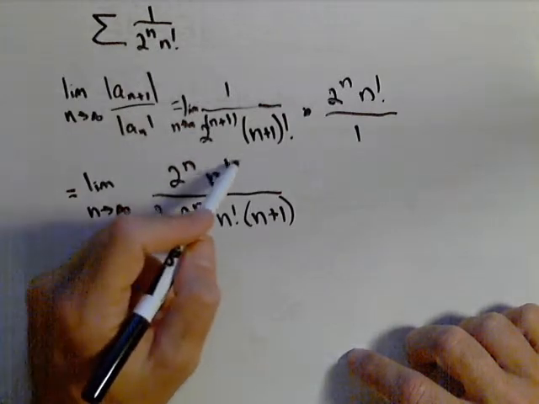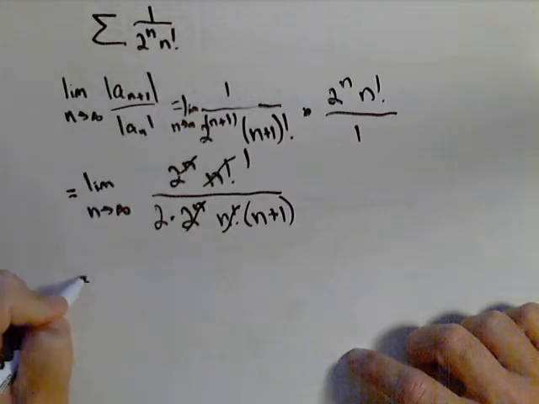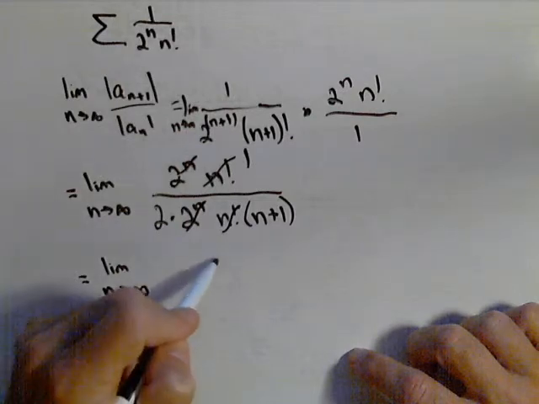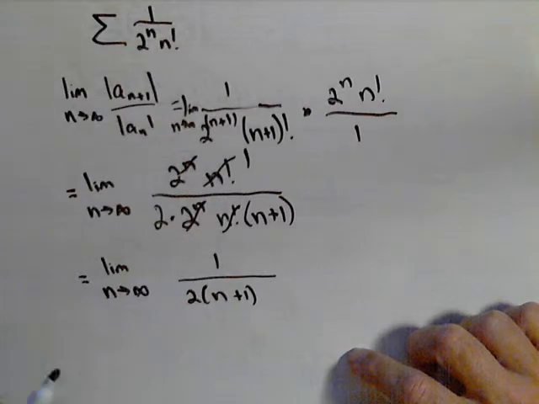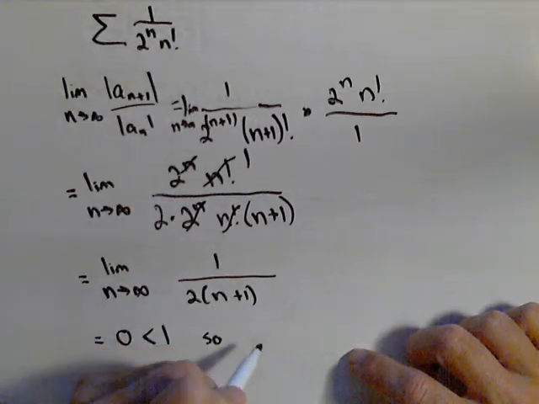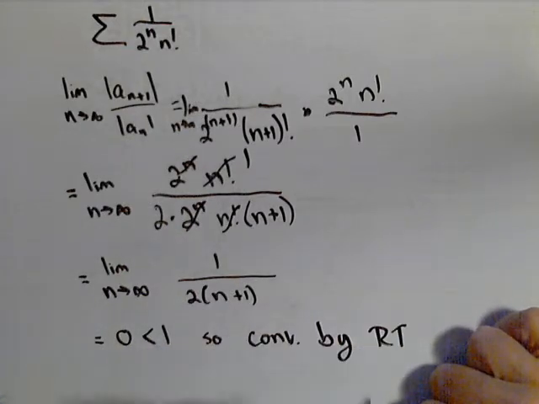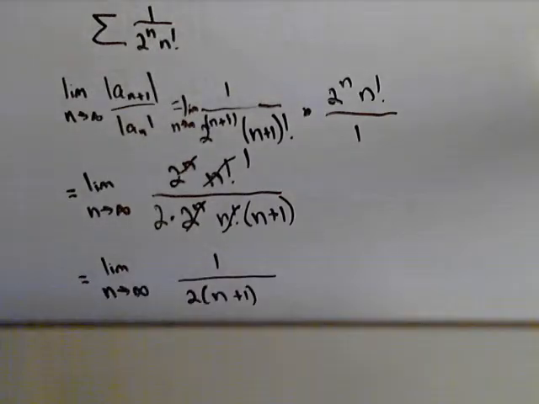So, now we see our cancels. The n factorials cancel, 2 to the n and 2 to the n cancel. I basically get left with the limit as n goes to infinity of 1 over 2 times n plus 1. We have something where the denominator is going to get really large, the numerator is not going to grow at all. That equals 0, which is less than 1. So our original series converges by the ratio test. And it's a really good habit to credit which test you're using when you're done.